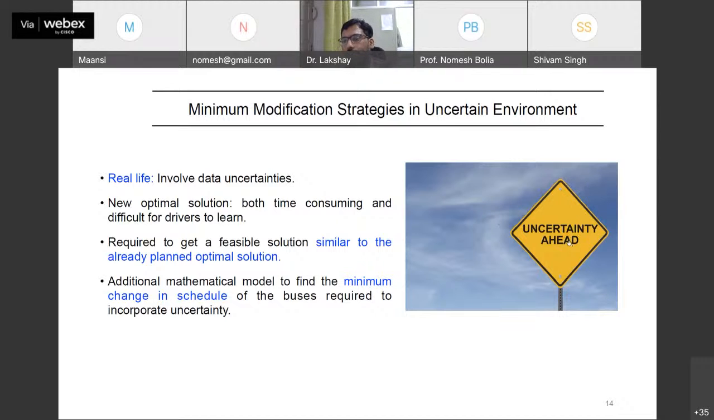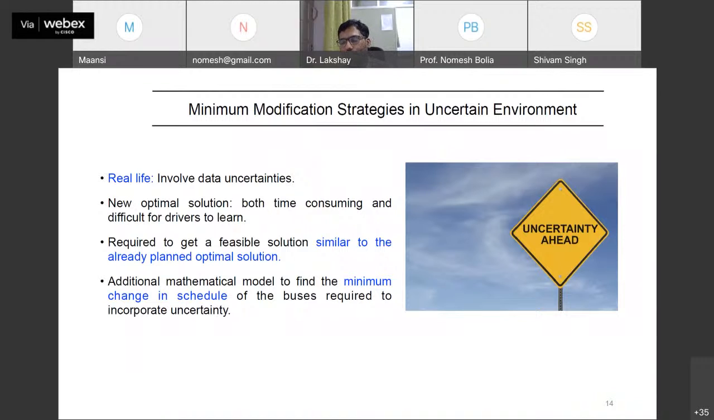But what happens in such kind of uncertainty? Now drivers are already trained, but now the uncertainty is there. Now we need to make sure that under such uncertainty, we change the least amount of things that is possible. Thoda sa thoda change usme karein, and with those least amount of changes, we should be able to find a feasible solution. So here, the goal is to find a feasible solution rather than an optimal solution.